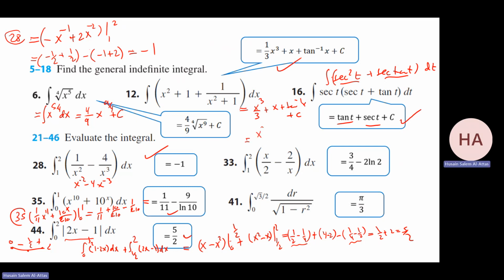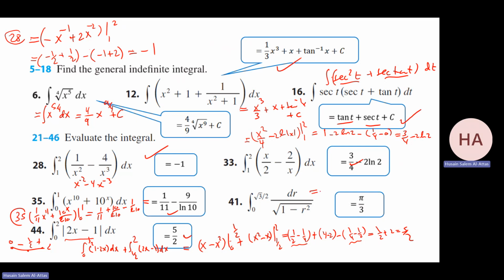X squared over 4 minus 2 in absolute value of x, from 1 to 2. 2 gives me 1, 2 squared is 1, minus 2 ln 2. 1 gives me minus 1 over 4 minus 0. So 1 minus 1 over 4, that will be 3 over 4 minus 2 ln 2, which is this one.